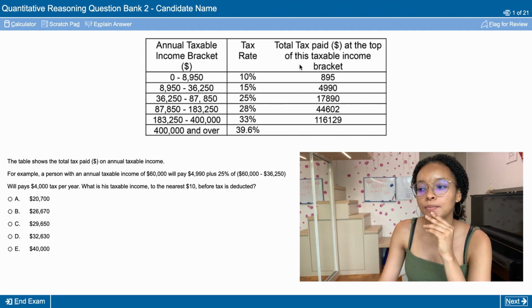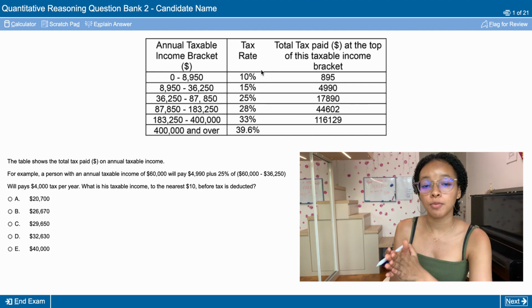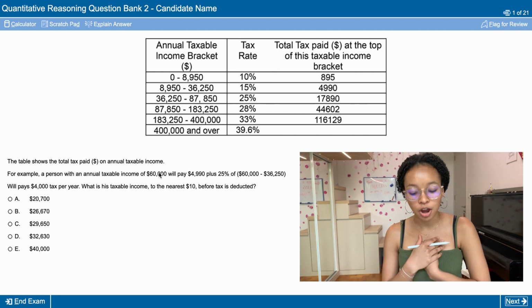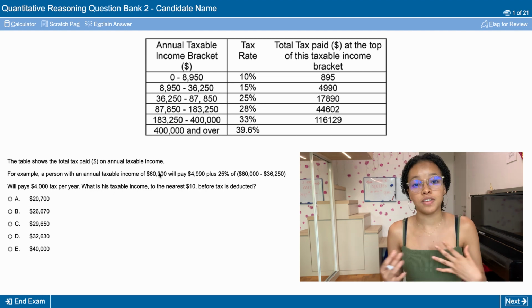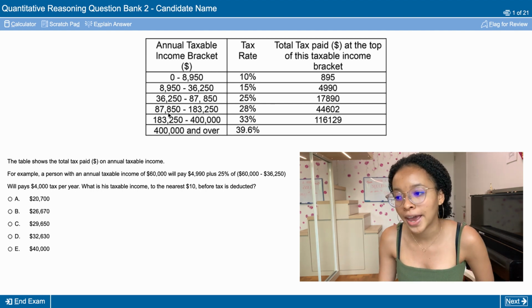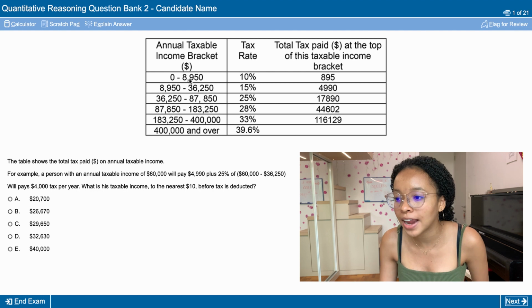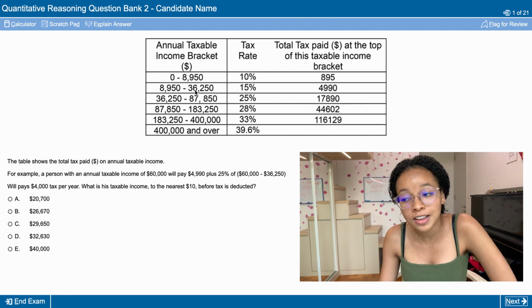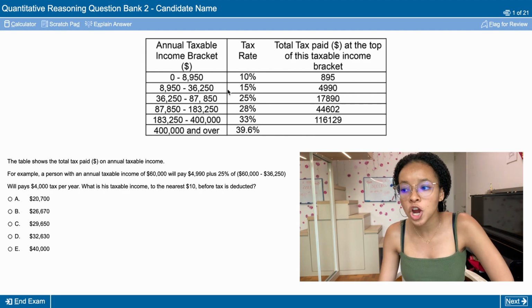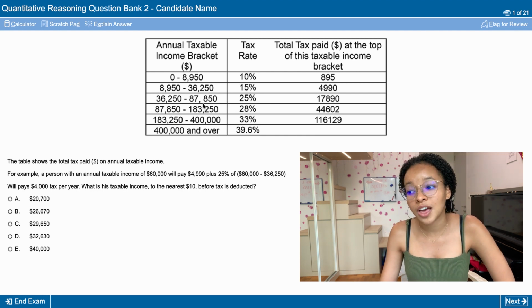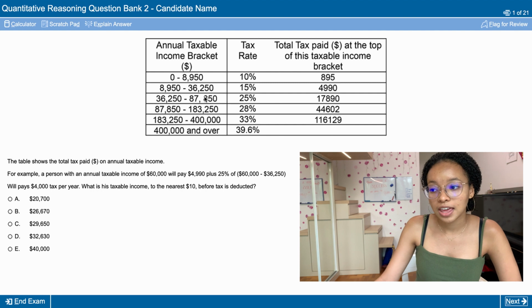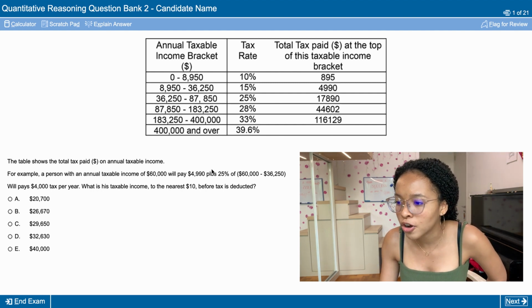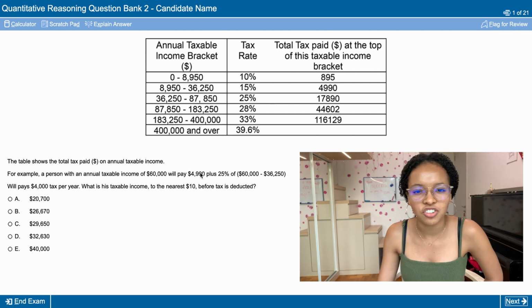So now to precisely explain how this table works, let's use the example here. Let's say that I'm a person that earns $60,000 every single year. Where am I located in the income bracket? I will be located in the third income bracket because I earn more than $36,250 every single year, but less than $87,850 every single year. So now to understand what this part of the example means, so $4,990, etc.